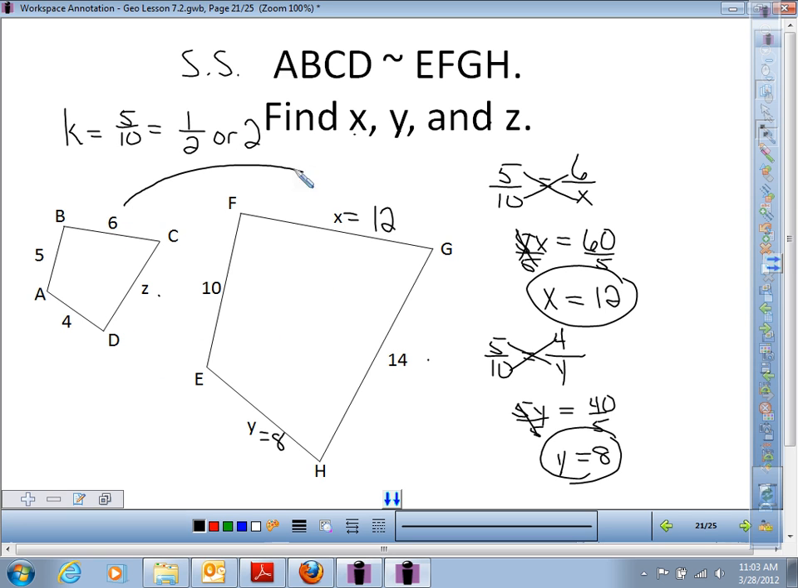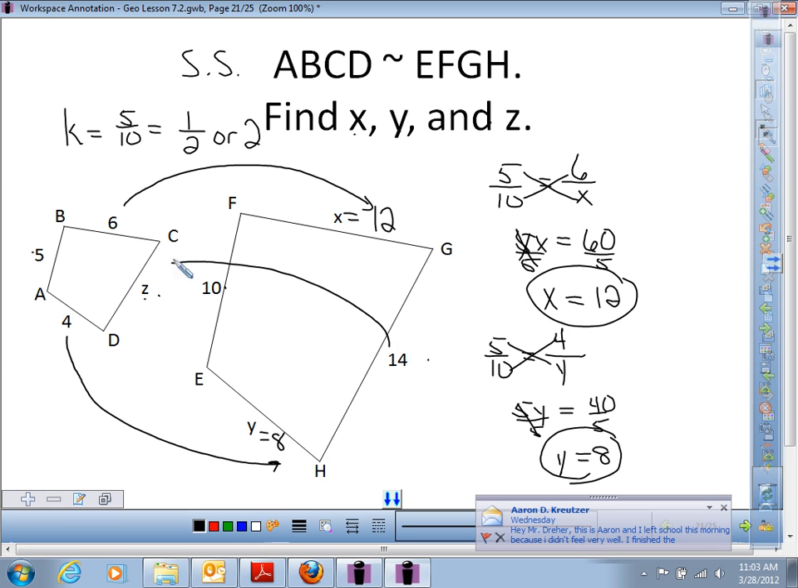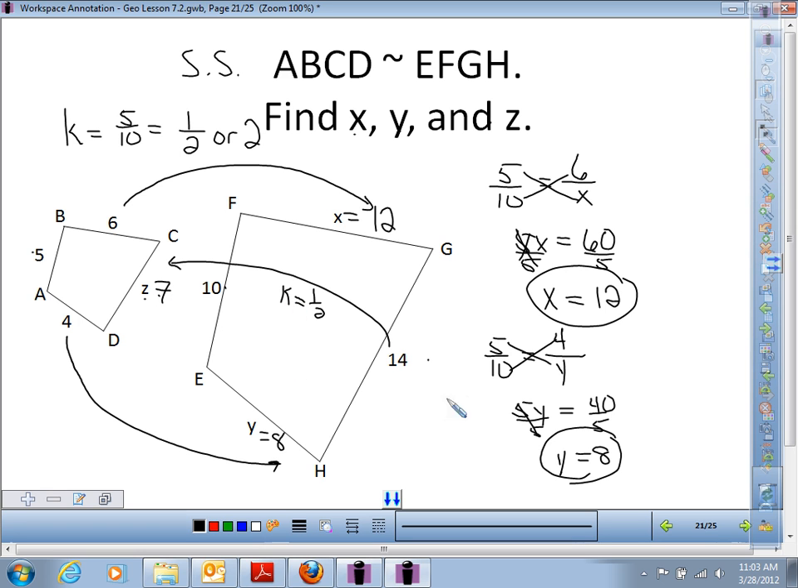Going from 6 to 12, I just multiplied by 2. Going from 4 to 8, my scale factor was 2. So I just multiplied by 2. Going from 5 to 10 times 2. So what number here times 2 would give me 14? Or think backwards, the scale factor going backwards would be 1/2. Well, 14 times 1/2 would give us 7 here. So z is 7. So there's your 3 answers.